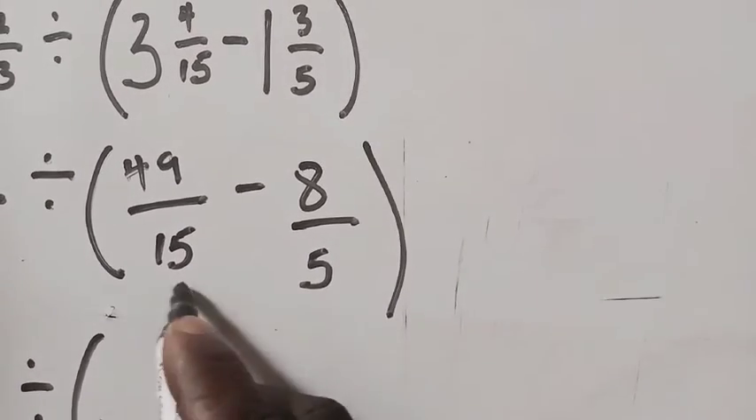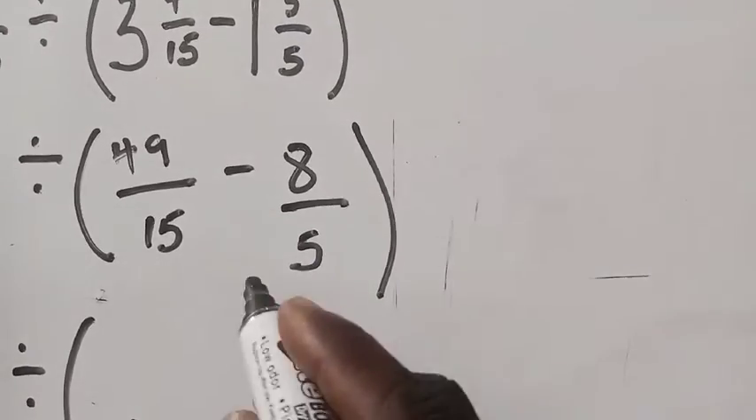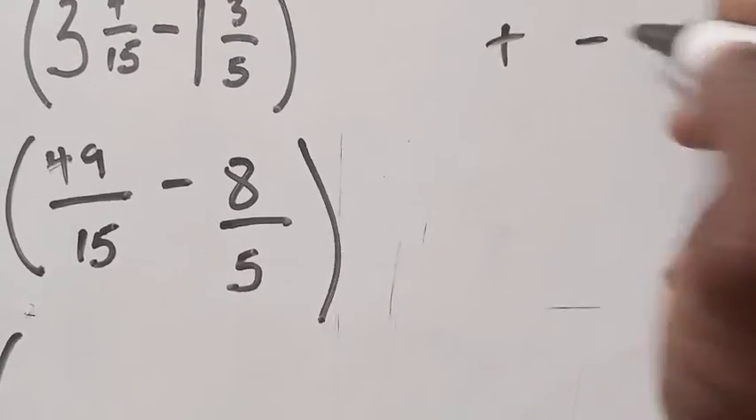Now, how do you find the least common multiple among these two? The least common multiple only applies to the addition and subtraction, right?